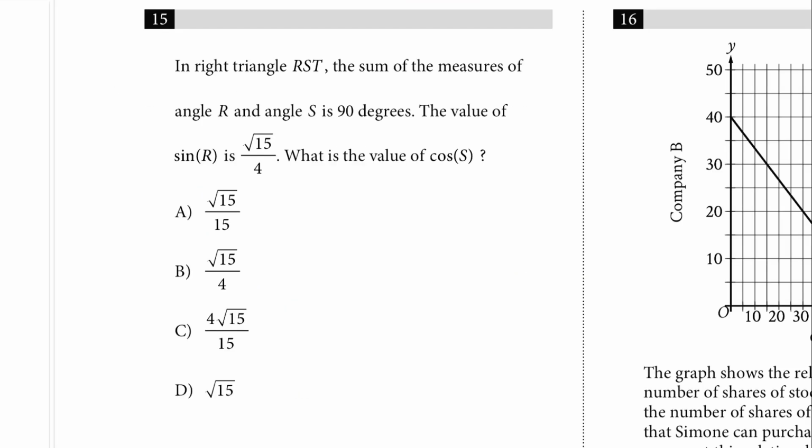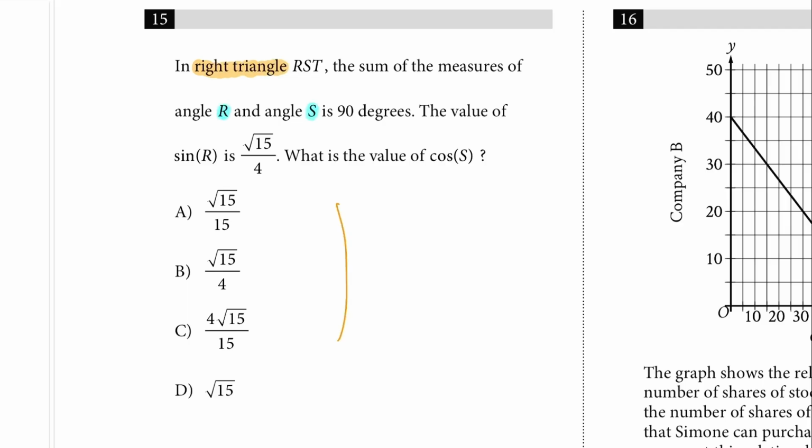In right triangle RST, the sum of the measures of angle R and angle S is 90 degrees. The value of sine of R is square root of 15 over 4. So what is the value of cosine of S? They're giving you some information here. They're telling you that it's a right triangle RST and that the sum of the other two measures is 90.